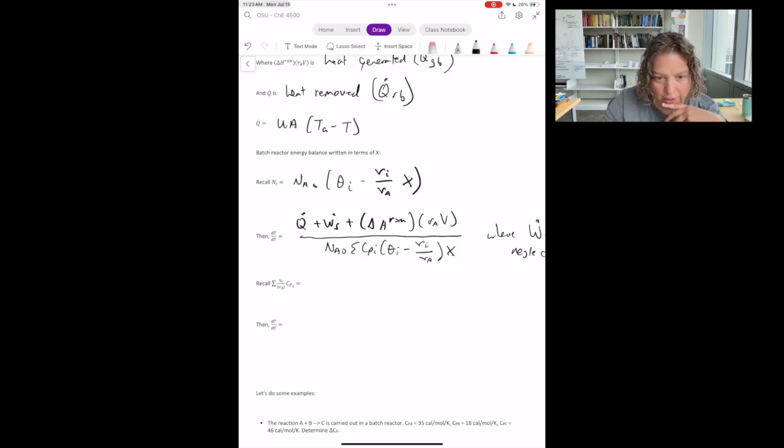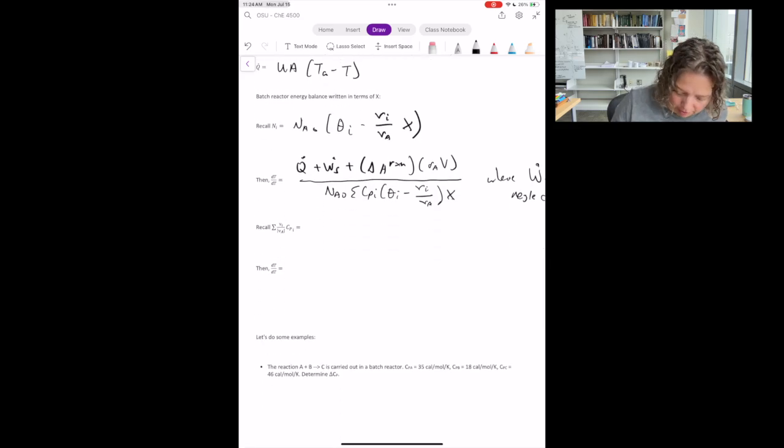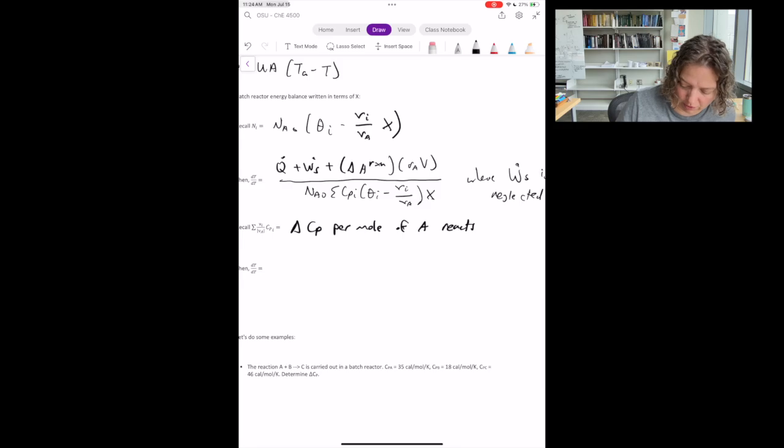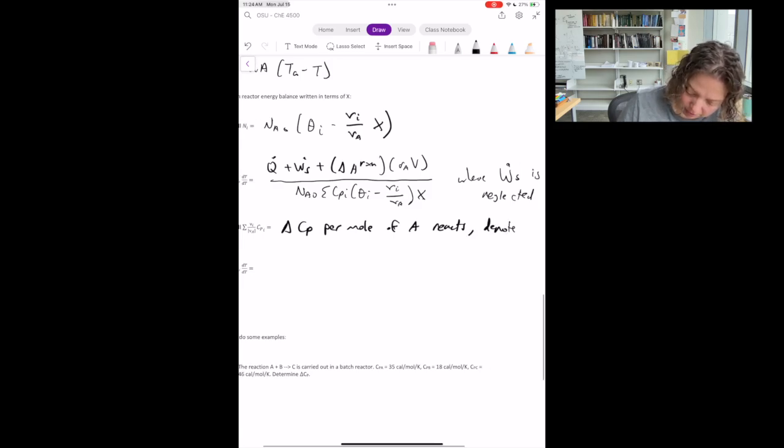Okay, so here's our expression for our batch reactor. We can make further adjustments. So we have this term here on the bottom. What this term reflects is the change in heat capacity per mole of A that reacts. We're going to denote this as delta Cp.